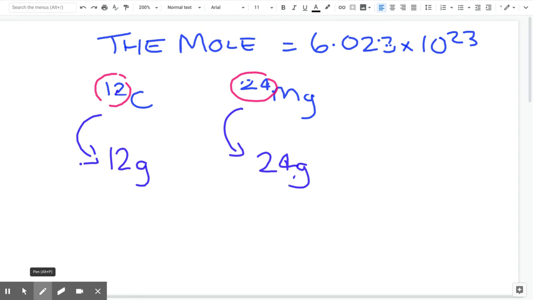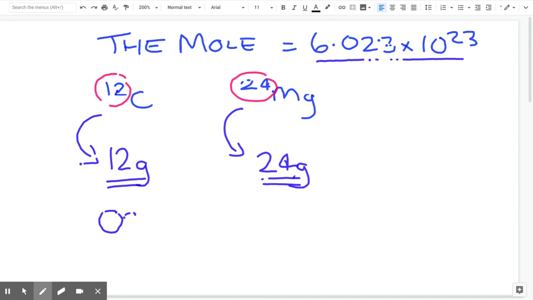So what that tells you is that if you were to weigh out very, very precisely 12 grams of carbon, and you were to weigh out very precisely 24 grams of magnesium, they would have exactly the same number of particles within them. They would have 6.02 times 10 to the 23 atoms within it. In the same way, 1 dozen eggs would have 12 eggs in it, 1 dozen bricks would have 12 bricks in it. The masses may be different, but fundamentally, the number of actual atoms you are looking at would be identical.